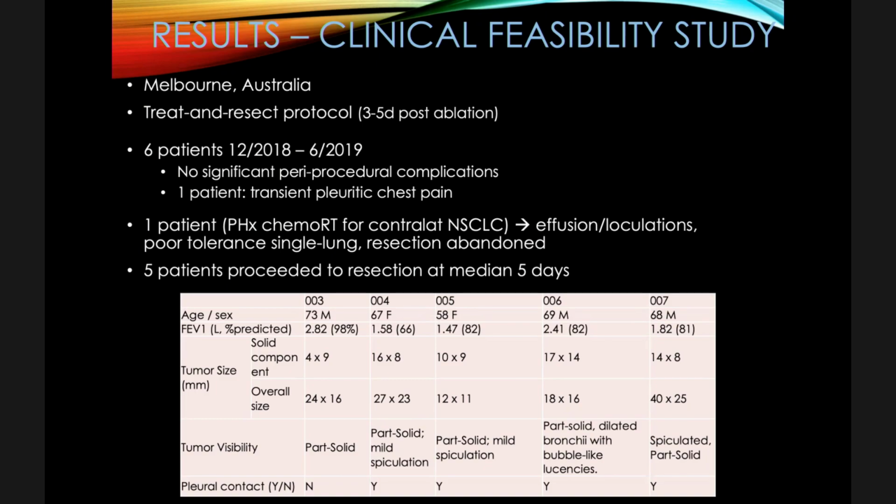One of these 6 patients tolerated single lung ventilation very poorly, and so the resection was not completed in this patient. And so the other 5 patients constitute the rest of this report. These patients underwent resection at a median of 5 days. Looking at their clinical data below, you can see there was a range of ages and sexes, and lesion size varied from 9 millimeters up to 17 millimeters in maximal cross-sectional dimension. All of these were part solid lung adenocarcinomas with pleural contact in at least a few cases.